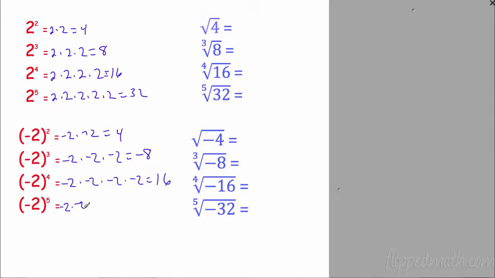Negative 2 times negative 2 times negative 2 times negative 2 times negative 2. Negative times a negative, positive times a negative is a negative. Times a negative is a positive. Times a negative is a negative. Very interesting. Notice what we have going on here. Third and fifth, those are odd numbers, right? Odd numbers, different answers.